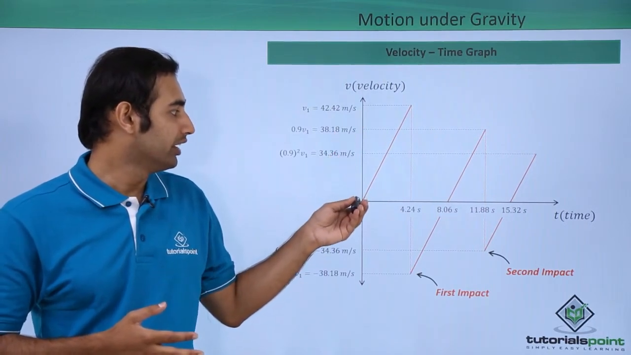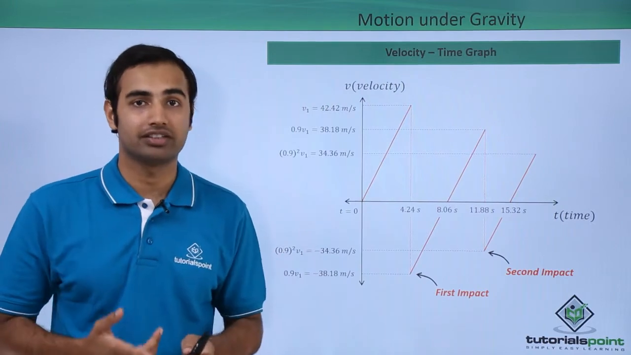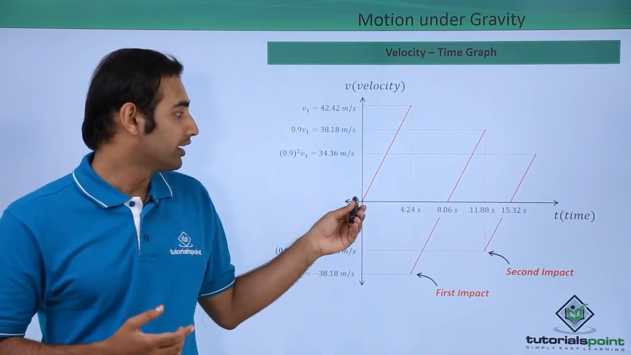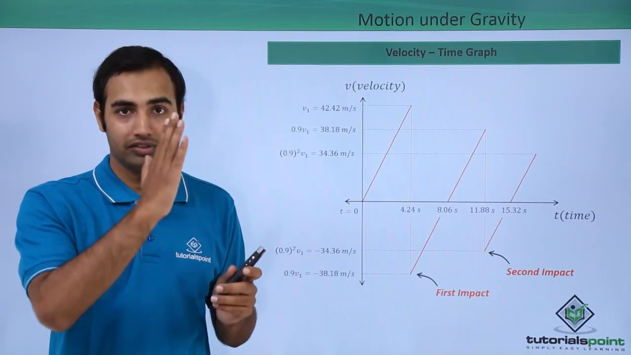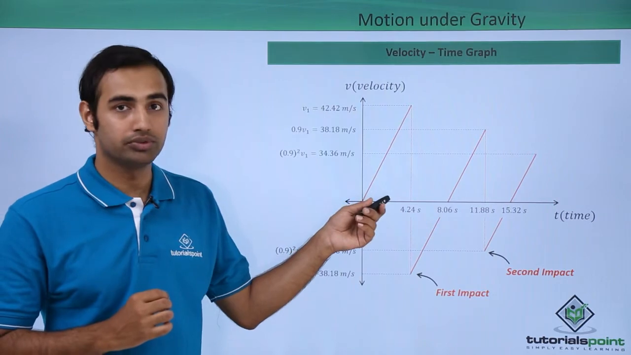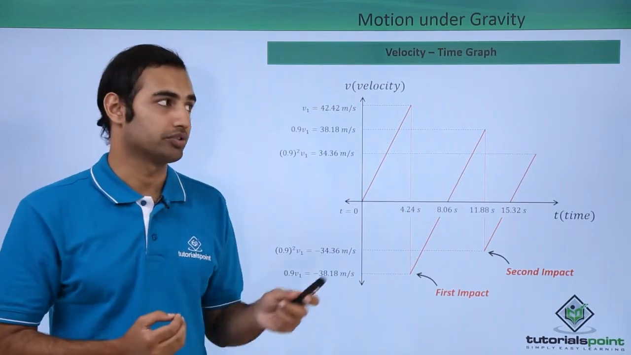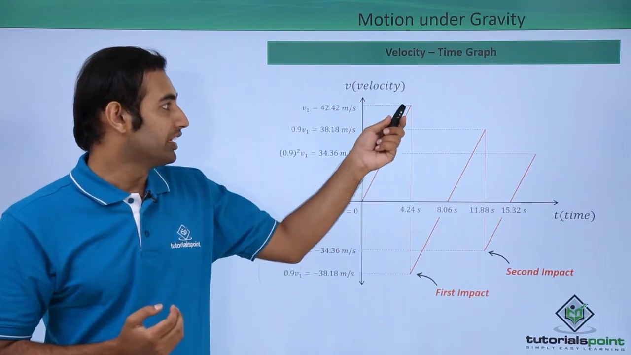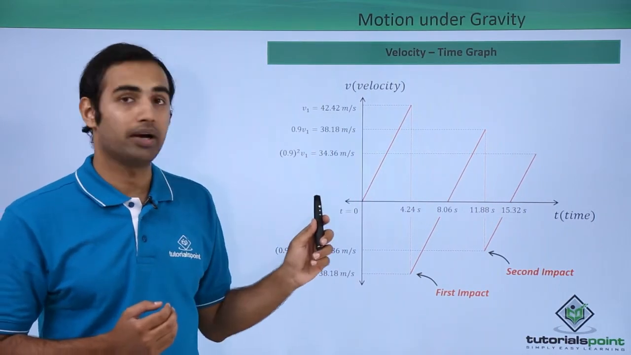Now you can see clearly that I have a straight line. The slope of this line will give me the gravitational acceleration, right? And this graph takes into account the sign convention that we have chosen, which is downwards positive and upwards negative. That's why initially after t equal to 0, the velocity increases in the positive direction, because down is taken as positive. Now the velocity increases all the way up to 42.42 meters per second, and then the first impact happens.